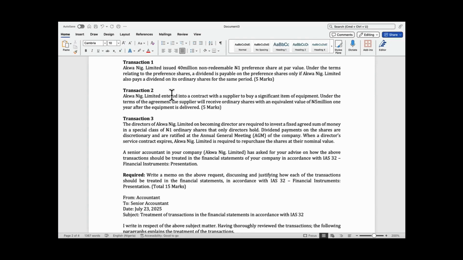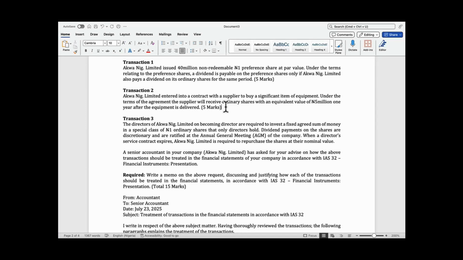So if you look at it, yes, he entered into a contract with a supplier to buy equipment. Under the terms of the agreement, the supplier will receive ordinary shares with an equivalent value of 5 million 1 year after the equipment is delivered. Now, let's systematically analyze this step by step. The first thing here is this. The supplier bought an equipment. That should be a PPE in our books, right? We bought an equipment, so we are debiting PPE.